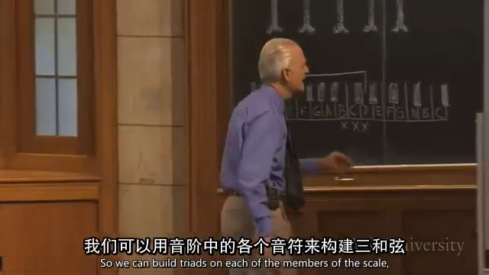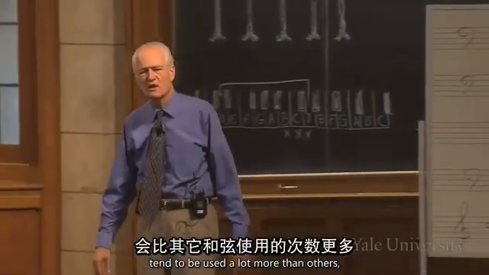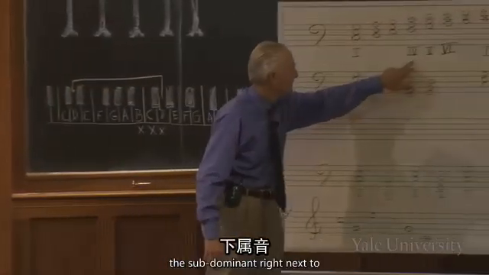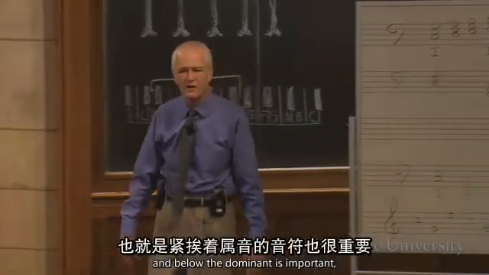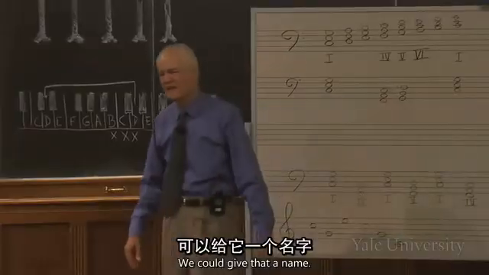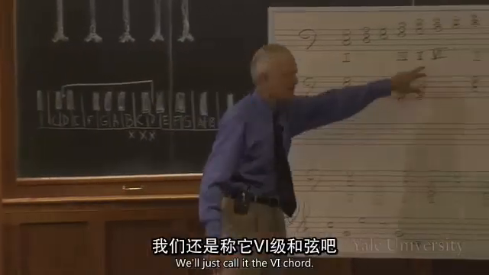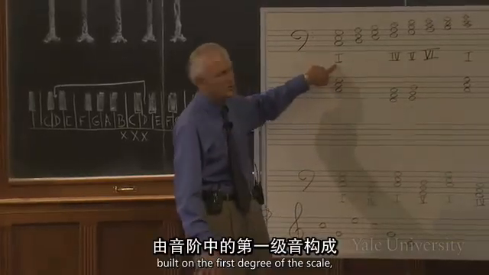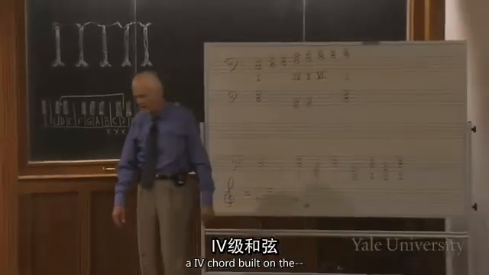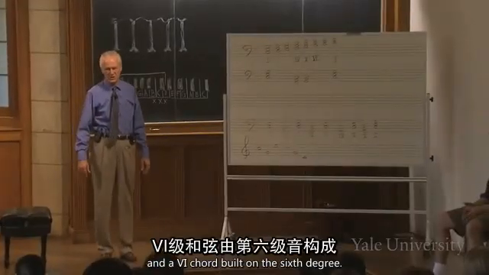So we can build triads on each of the members of the scale, and we said that some of these chords tend to be used a lot more than others, that the tonic is very important, the dominant is important, the subdominant right next to and below the dominant is important. We're going to be talking about the 6th chord today. We could give that a name, we could call it the submediant, but that's probably getting too technical. We'll just call it a 6 chord. So we got a 1 chord built on the 1st degree of the scale, a 5 chord built on the 5th degree of the scale, a 4 chord built on the 4th degree, and a 6 chord built on the 6th degree.